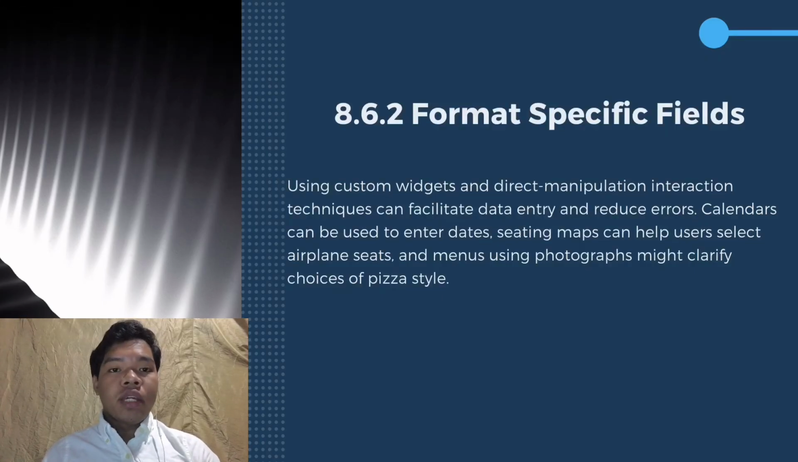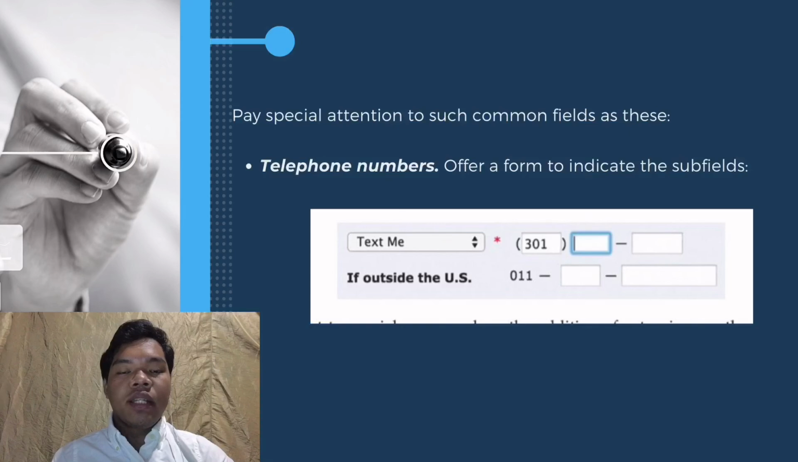Using custom widgets and direct manipulation interaction techniques can facilitate data entry and reduce errors. Calendars can be used to enter dates. Seating maps can help users select airplane seats, and menus using photographs might clarify choices of pizza style. Pay special attention to such common fields as these.